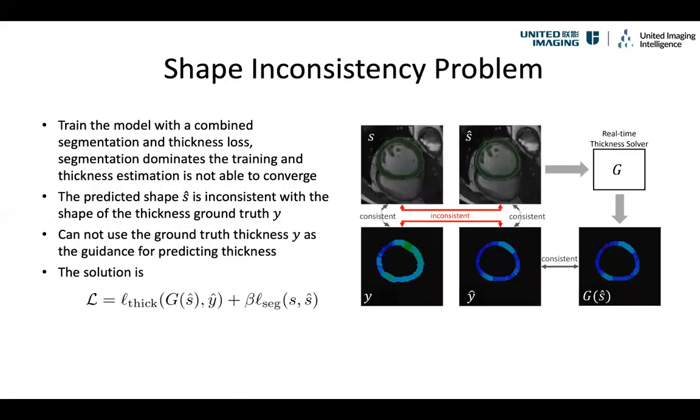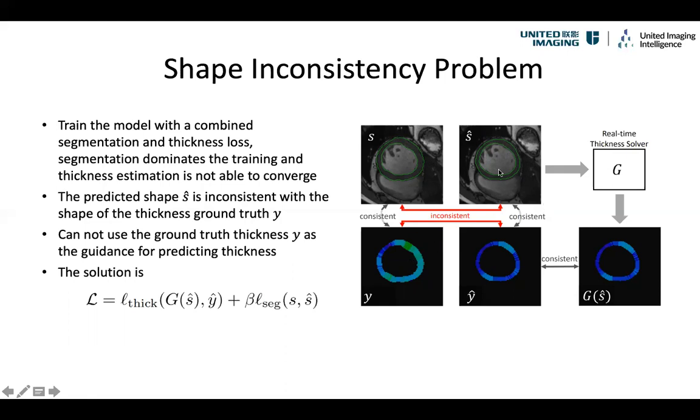And there is another challenge. When we train the model with combined segmentation and thickness loss, the segmentation will dominate the training, and the thickness estimation is not able to converge. Because the predicted shape S hat is inconsistent with the shape of the thickness ground truth Y, because Y is from the ground truth segmentation. We cannot guarantee S and S hat are 100% the same. So we cannot use the ground truth thickness Y as the guidance for predicting the thickness.